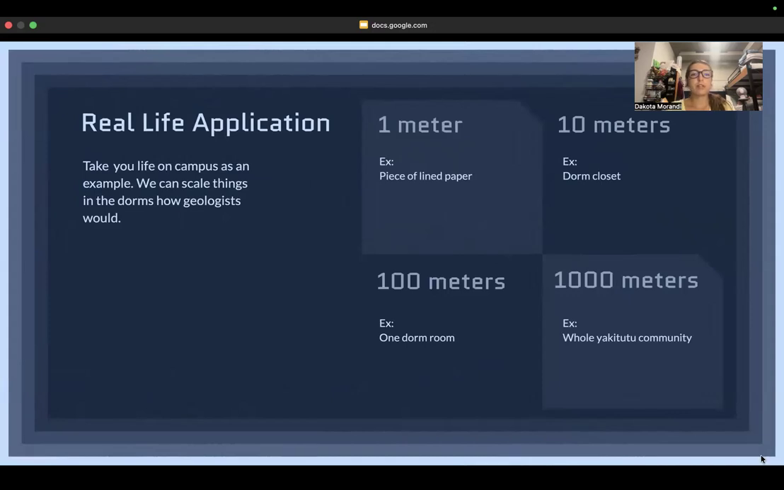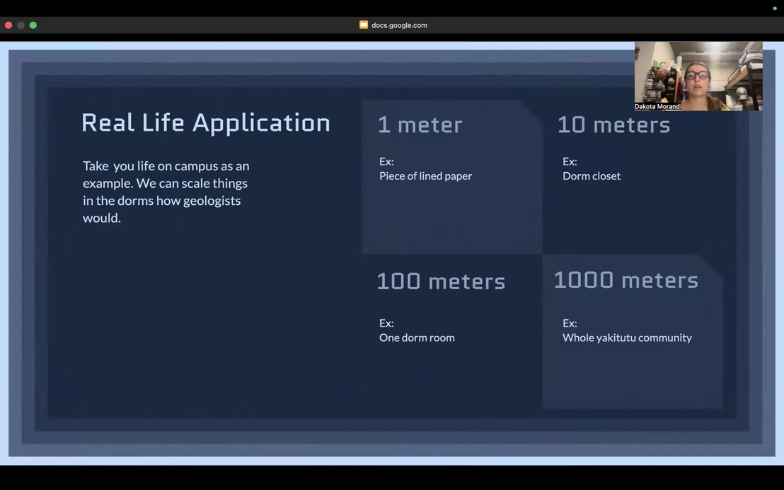So, similar to what we did in class, let's take some real life application of the 1 meter geological scale. If you think about life on campus here, we can scale things in the dorms the way geologists would. I just have a couple examples here, and feel free to think about other examples around you, in your dorm and on campus, that can also be similar.